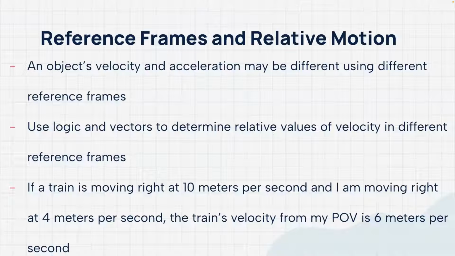For example, let's say a train is moving right at 10 meters per second, and I'm moving right at 4 meters per second. In my reference frame, since I'm also moving right at 4 meters per second, the train from my POV is moving at 6 meters per second right. But if I was just still and not moving, the train would be moving at 10 meters per second right.